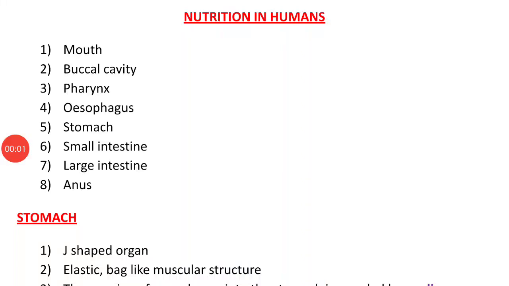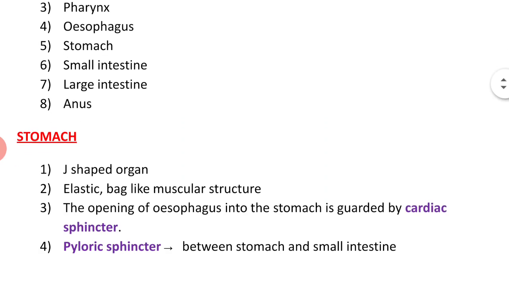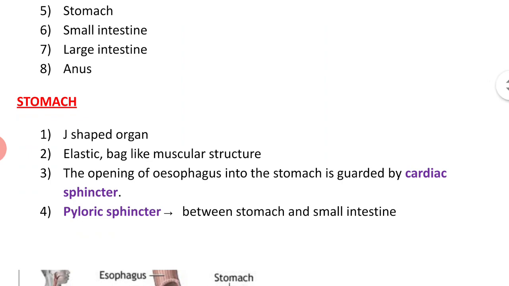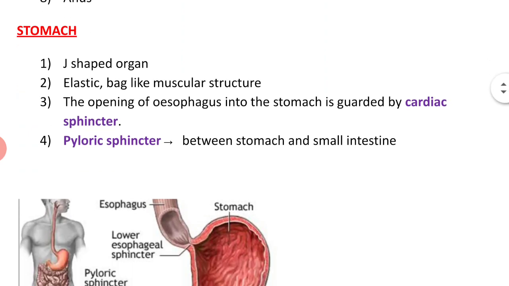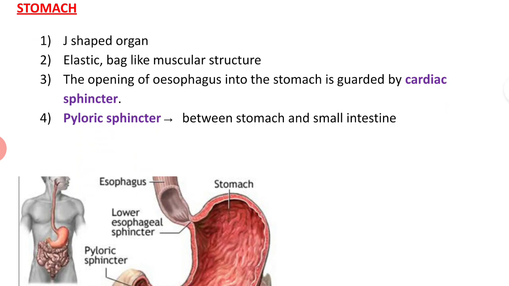In the previous video, we were discussing nutrition in humans. We had already discussed some parts of the alimentary canal, that is mouth, buccal cavity, pharynx, and esophagus. In this video, we are going to discuss the other parts of the alimentary canal. We already know that the esophagus is followed by the stomach. So, firstly, we are going to talk about the stomach.